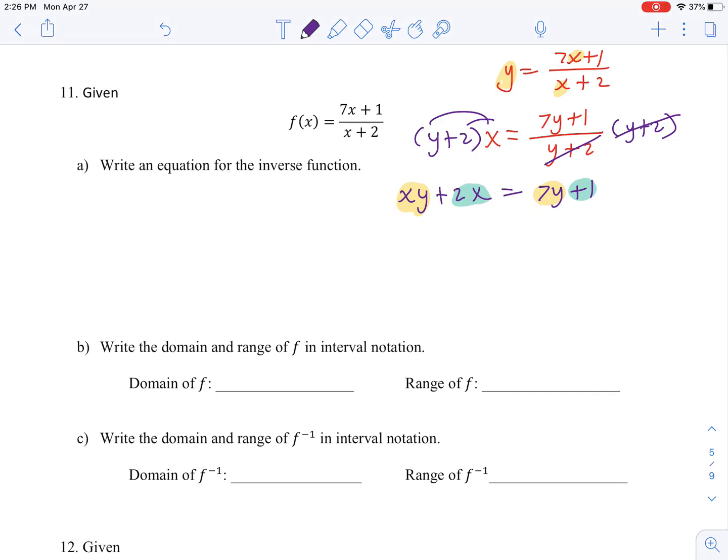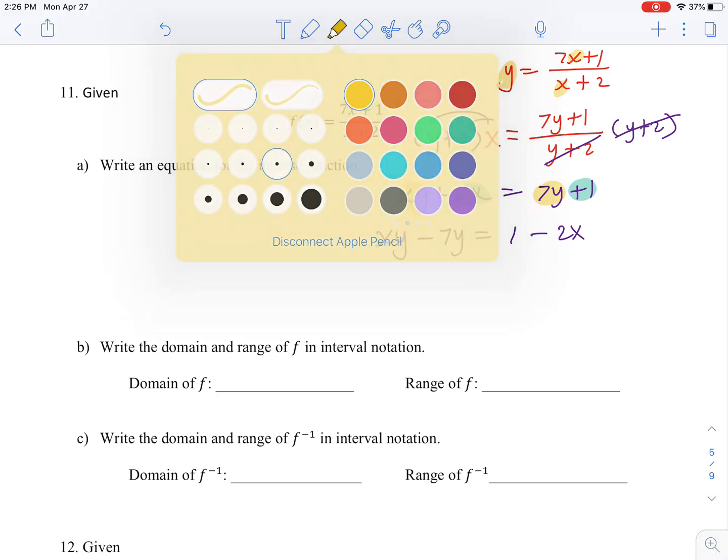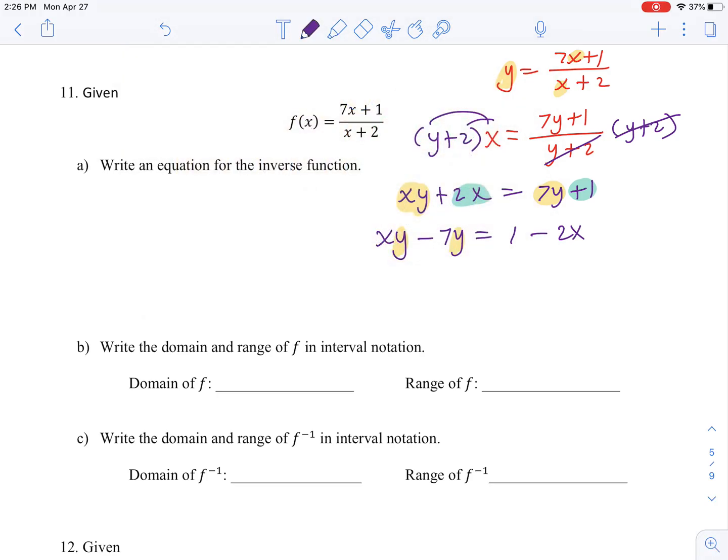I'm going to gather the like terms to the left side. xy minus 7y equals, I'm going to have 1 minus 2x. So the green terms are on the right. The yellows are on the left. And the yellows got moved to the left. Why? Because they both have y, so I can pull out the y to the front and write it as x minus 7. And the numerator on the right side is 1 minus 2x. When you're doing this moving, or the inverse operation to make the term appear on the other side, make sure you are switching the signs though, okay?